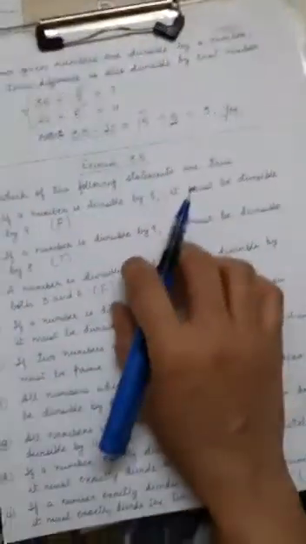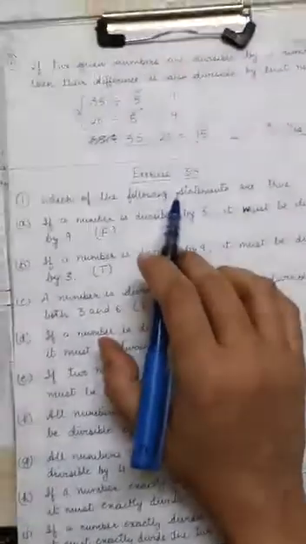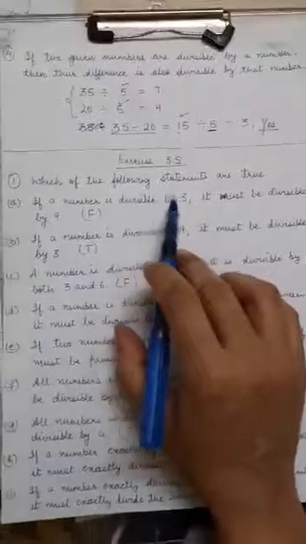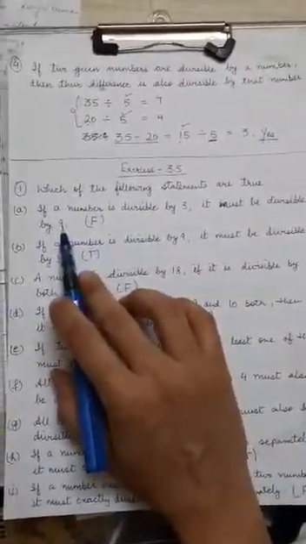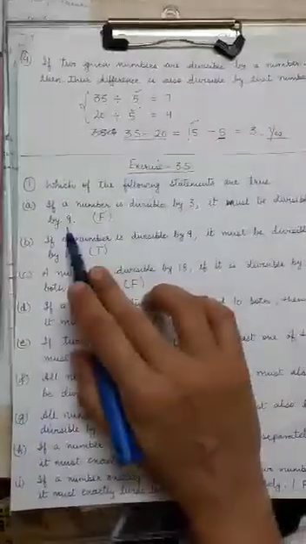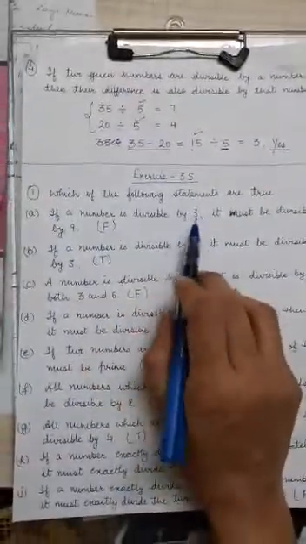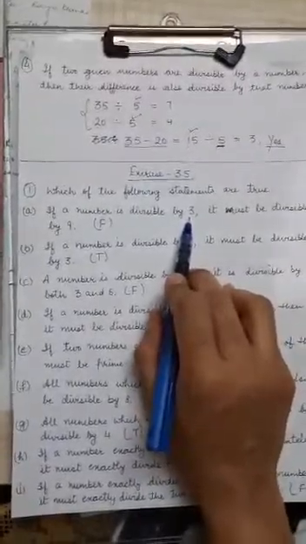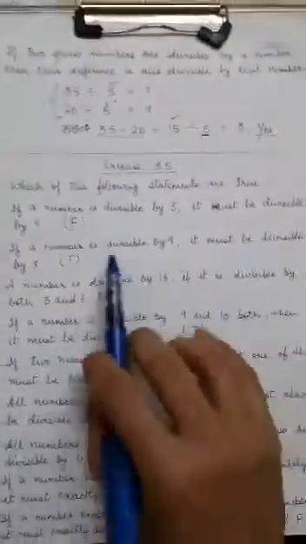Here the question 1 is based on all these divisibility rules and in the form of true and false. Let us discuss. If a number is divisible by 3, it must be divisible by 9. No, 9 is not a factor of 3. 3 is a factor of 9. It is true, but 9 is not a factor of 3. So it is not the case that any number divisible by 3 will be divisible by 9. Let us say 12. 12 is divisible by 3, but it is not divisible by 9. So it is false.